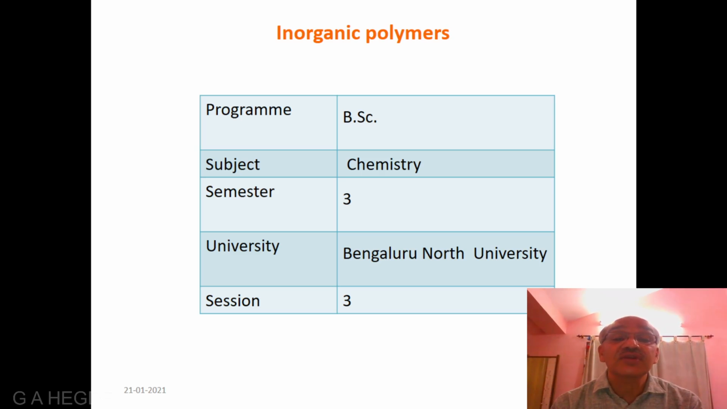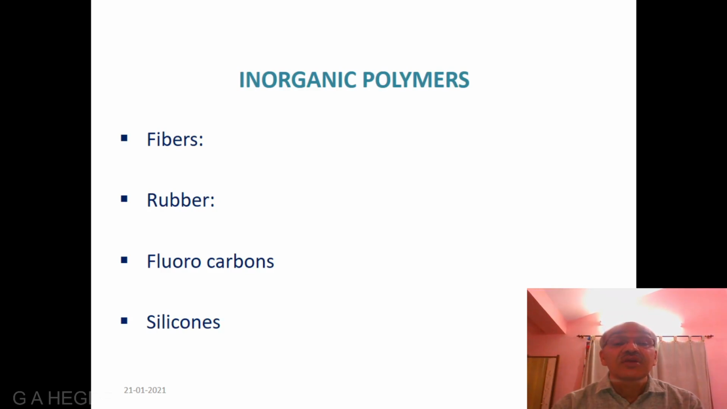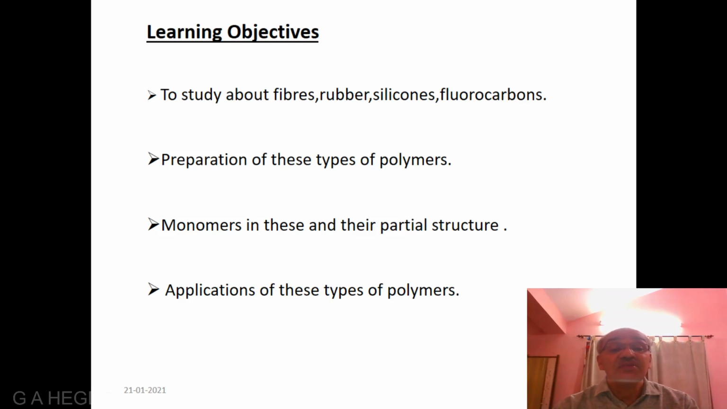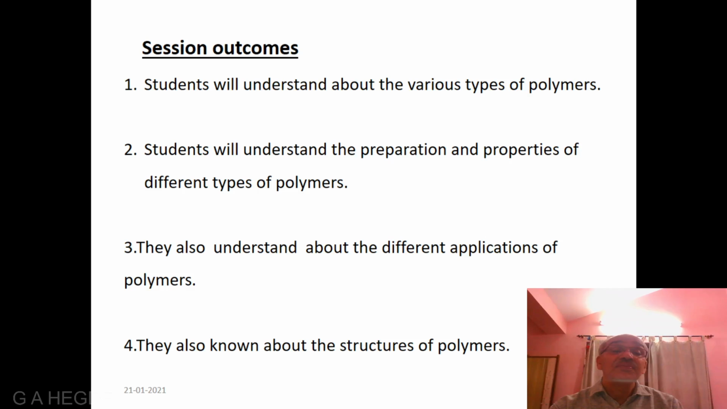Today, we shall discuss the third session of Inorganic Polymers. This chapter is included for third semester BSc, Bangalore North University. Under this, we shall discuss fibers, rubbers, fluorocarbons, silicones, etc. We will discuss the preparation of these types of polymers, monomers and their partial structures, and applications of these types of polymers.